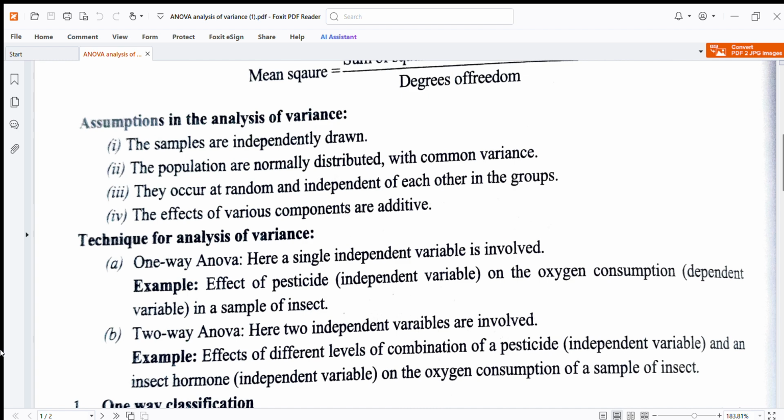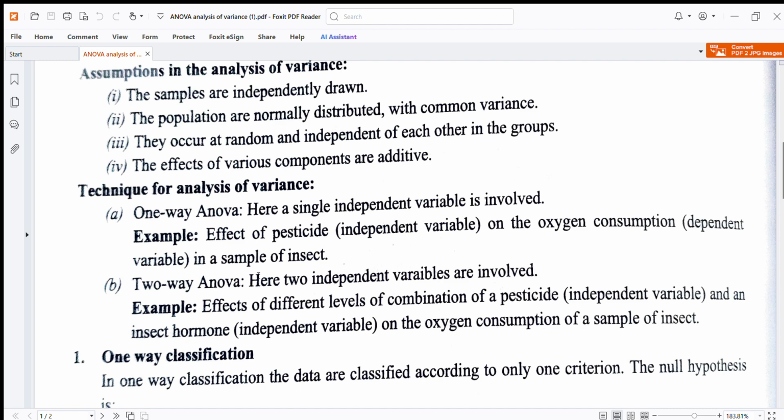Techniques for analysis of variance. One-way ANOVA: here a single independent variable is involved. Example: effect of pesticide, the independent variable, on the oxygen consumption, the dependent variable, in a sample of insects. Two-way ANOVA: here two independent variables are involved. Example: effect of different levels and combinations of a pesticide, an independent variable, and an insect hormone, another independent variable, on the oxygen consumption of a sample of insects.